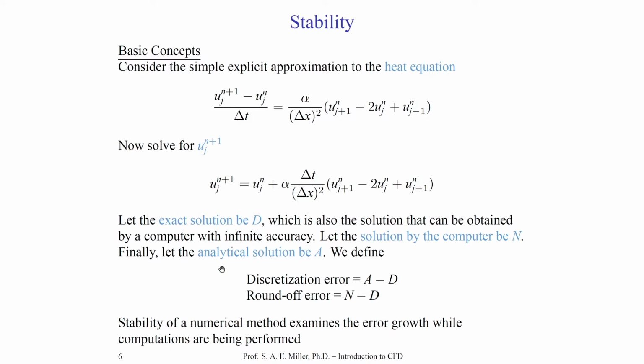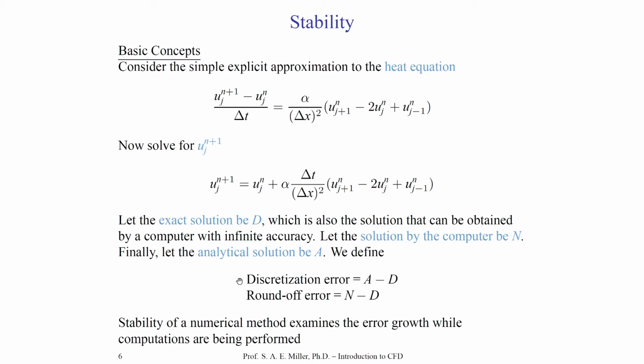So we'll have an analytical solution A, a solution of the computer with infinite precision, which we'll call D, and the numerical solution, which is what we find with CFD, N. The analytical solution A is what we've done previously in math classes. We'll define 2 types of errors. The first is discretization error. That will be nothing but the analytical solution minus the exact solution found with a computer with infinite precision. This is what we'll call discretization error.